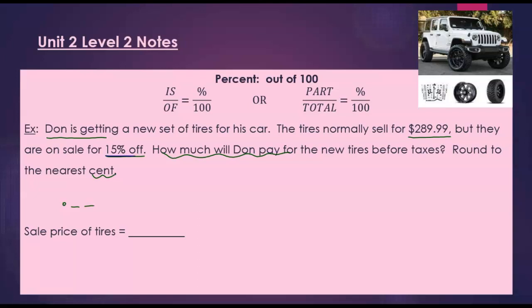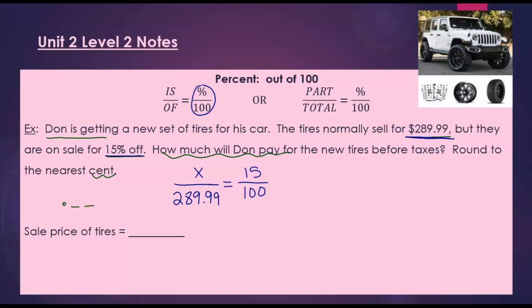First, we need to find 15% out of this total so that we can subtract it in the end. So 15 out of 100, 15%. What is that out of $289.99? So I need to find out what that 15% is out of that total.